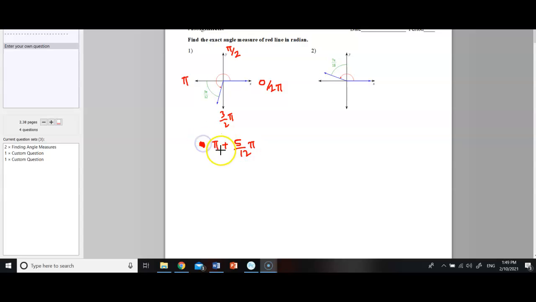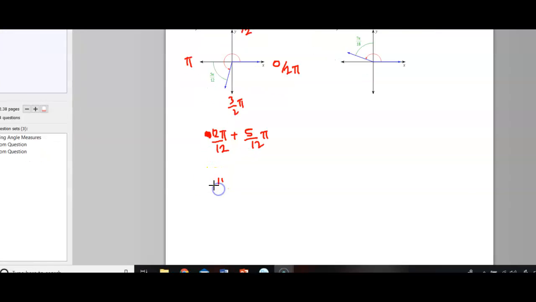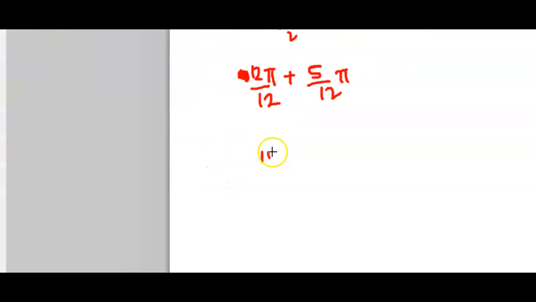So how do you add two fractions? You need a common denominator, right? Which is going to be 12. So I'm going to make that pi as 12 over 12 pi. And then you can just add your numerators together. 12 plus 5 is 17 over 12 pi. So the answer is 17 over 12 pi.